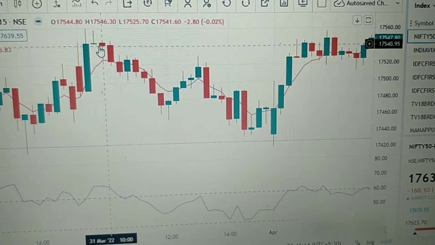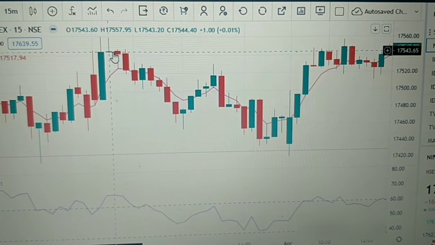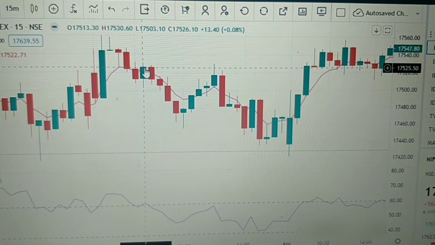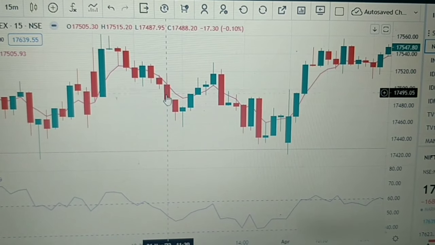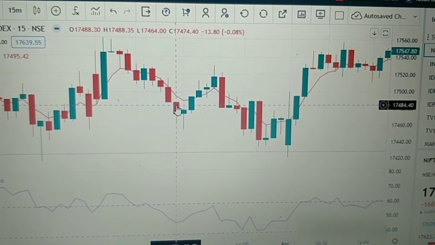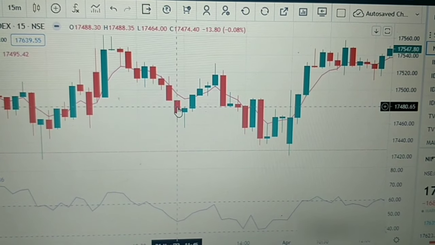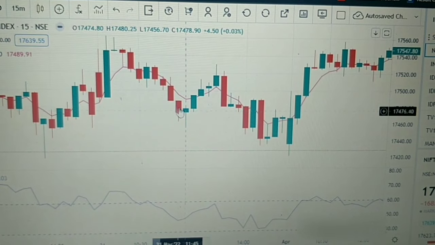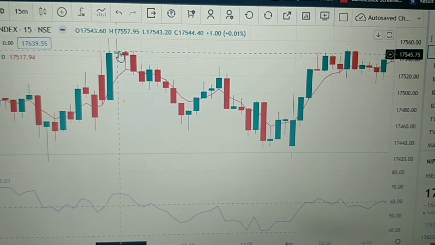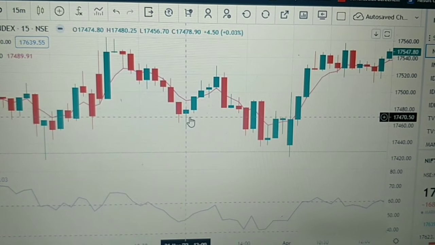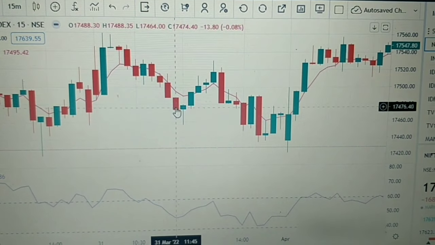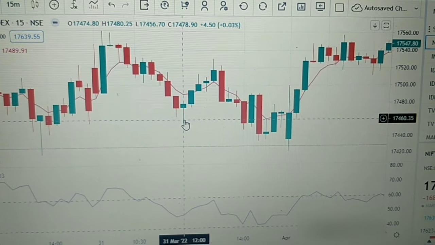Like in this case, we shorted the index at 543 level, right? Now next it started coming downwards, and in RSI it broke the 60 level, and it started coming down. Now it is here. It is around 456. So we have already got more than 130 points with an SL of just 15.